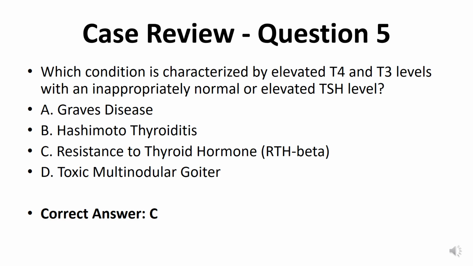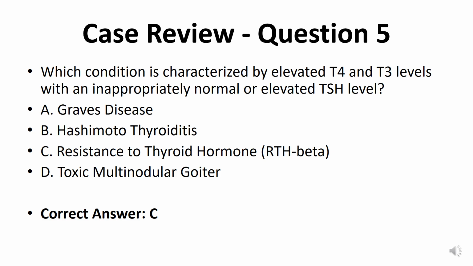But in resistance to thyroid hormone beta, the situation is very different. This disorder is caused by mutations affecting the thyroid hormone receptor beta subtype. Because the receptor does not respond properly to thyroid hormones, many tissues become partially resistant to their effects. The pituitary gland is also affected by this resistance. As a result, the pituitary cannot fully sense the elevated thyroid hormone levels.